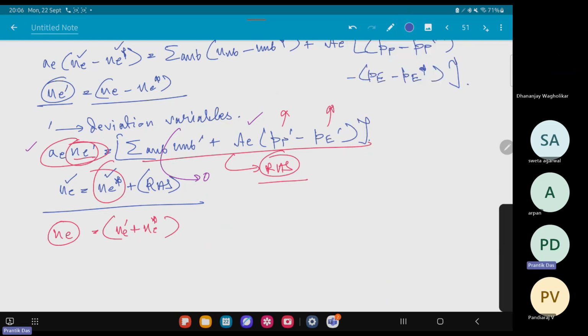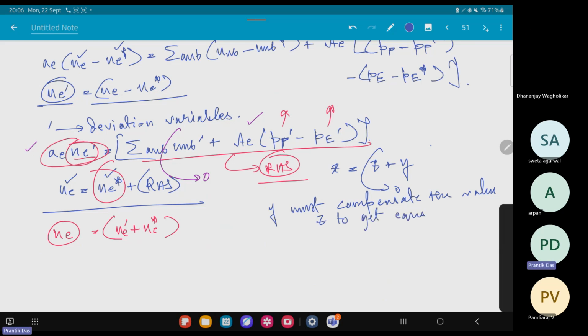If I'm ignoring this term, then what we have to do is, for example, x equals z plus 1. So if I'm considering z to be 0, I have to over-approximate y in order to get it equal to x. So y must compensate for the value of z to get equal to x.